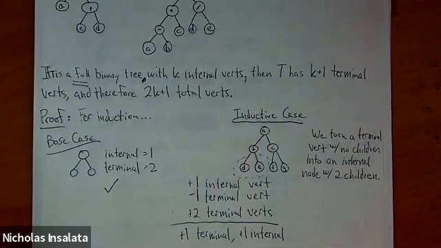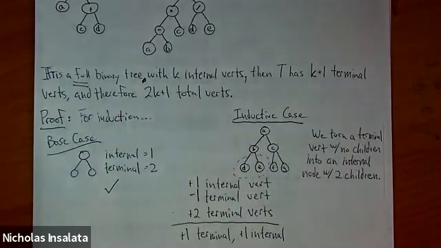So the complete binary trees are a subset of the full binary trees, right? So since it's true for the full trees, it must be true for the complete trees since they're a subset of the full trees. Does that make sense? Questions there? No questions?